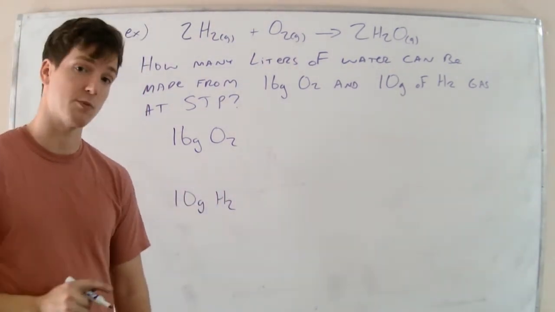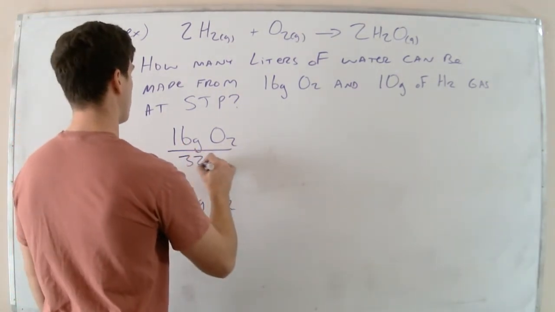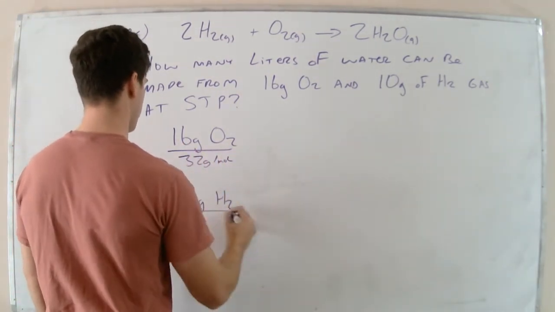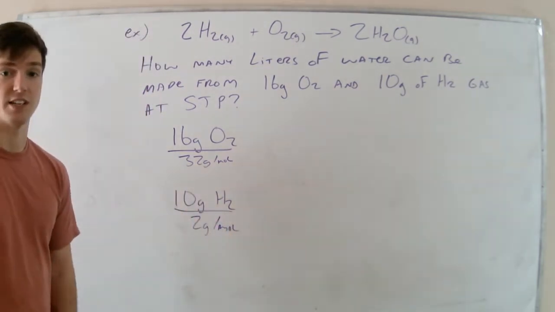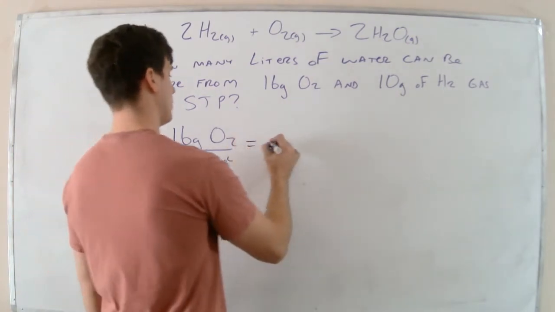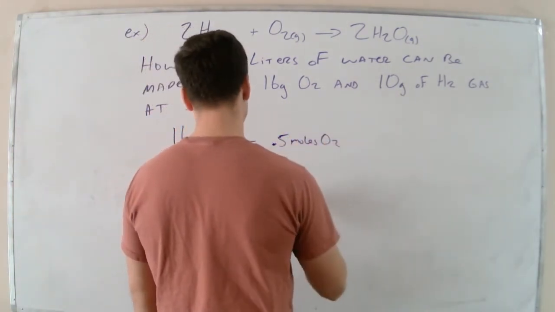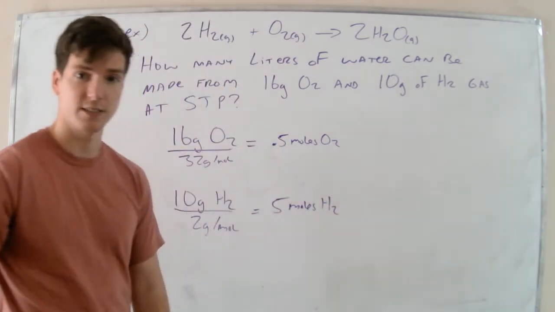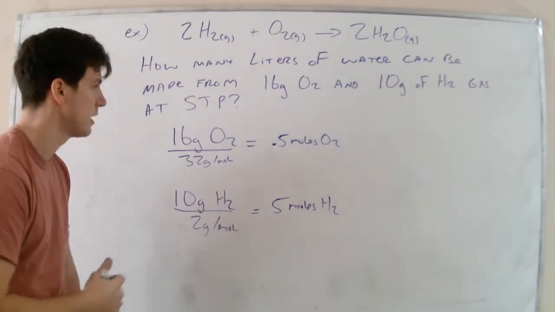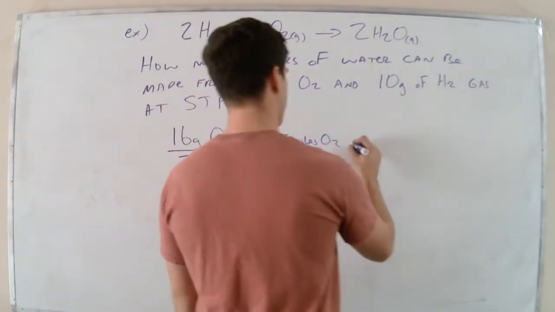So we're still in step 2. We got to change these to moles. So we'll divide by the molar mass of each of these. Oxygen is 32, hydrogen is 2. So now I have 0.5 moles of O2, and I got 5 moles of H2. And you might be saying, which one's the limiting reactant? No, you don't do that yet. You got to do the mole ratio, or step 3.